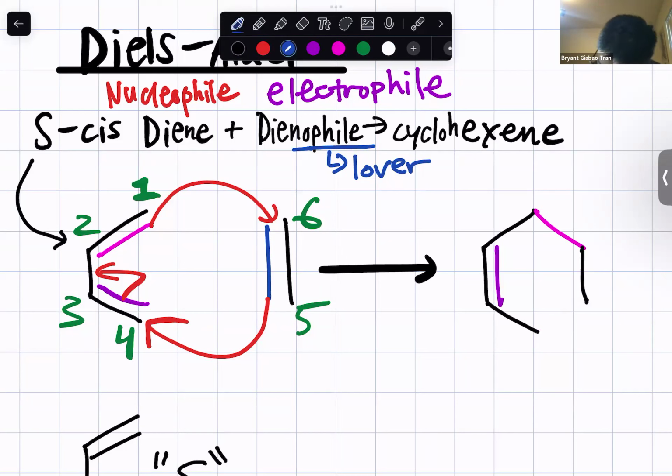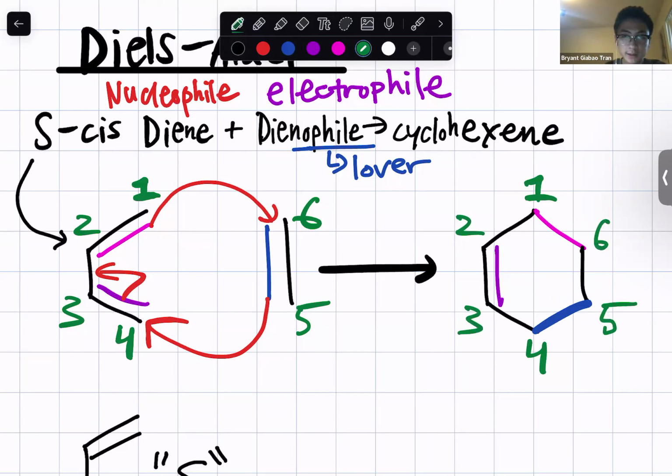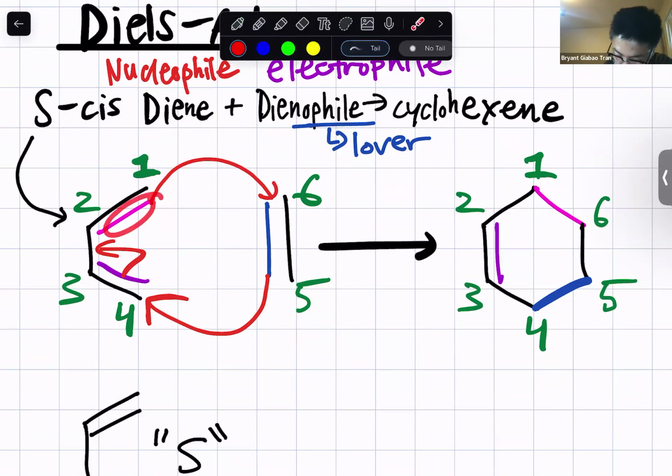The blue bond is now here. And this is our 1, 2, 3, 4, 5, 6 carbon chain like that. I moved this pink bond to make a bond between 1 and 6. Before, there was no bond between 1 and 6, but I made that bond by moving that pink bond there. There used to be a double bond between 1 and 2, but now that double bond is gone because it made a bond between 1 and 6.